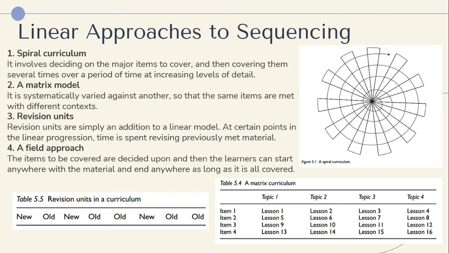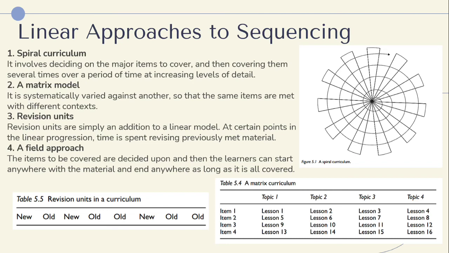The first one is developing a spiral curriculum, which involves deciding on the major items to cover, and then covering them several times over a period of time at increasing levels of detail. In the following diagram, the spiral line represents the progression of the curriculum, and the radial blocks represent the material to be learned, with the starting point at the center of the spiral, as you can see in figure 5.1.